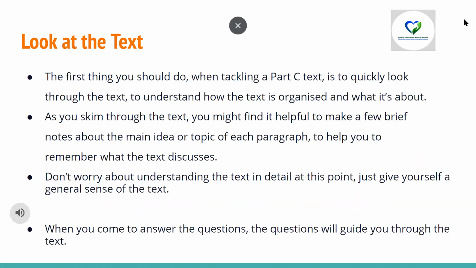One strategy that also works is looking at the test. The first thing you should do when tackling a Part C test is to quickly look through the test to understand how the test is organized and what it's about. This is quite different from what you do in the other parts, where you have to go to the question first. For Part C, it is important that you look through the test first.